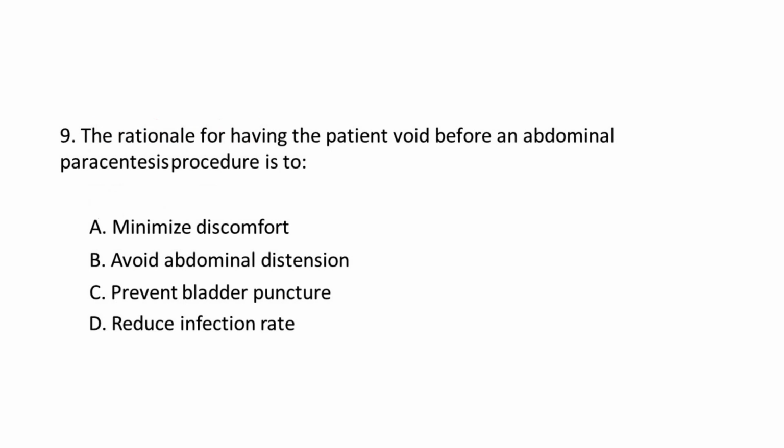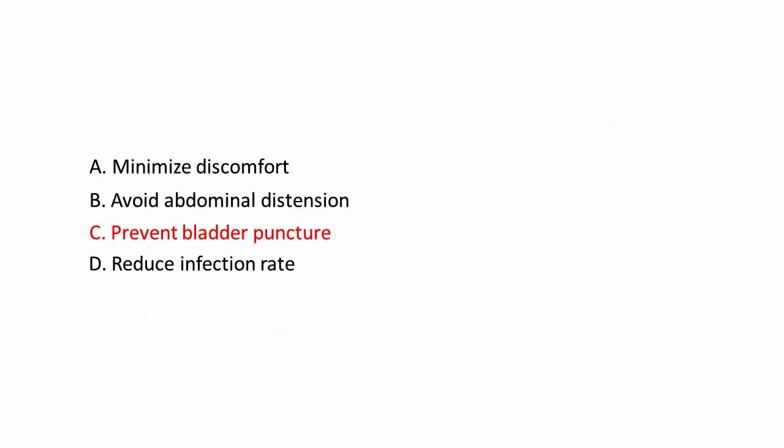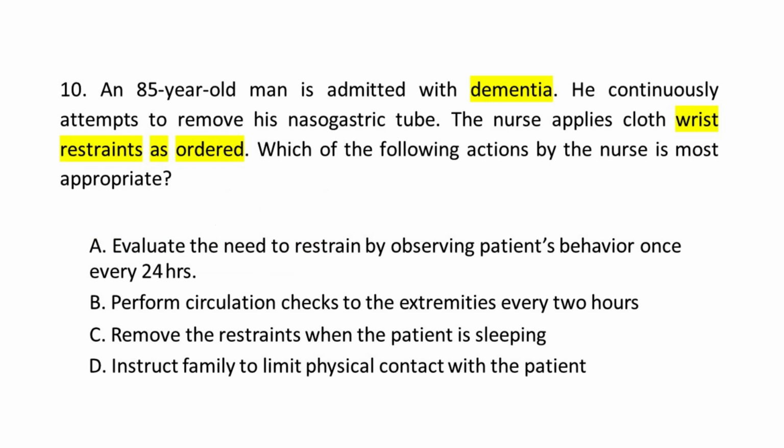9. The rationale for having the patient void before an abdominal paracentesis procedure is to: A. Minimize discomfort. B. Avoid abdominal distension. C. Prevent bladder puncture. D. Reduce infection rate. The answer is C. Prevent bladder puncture.